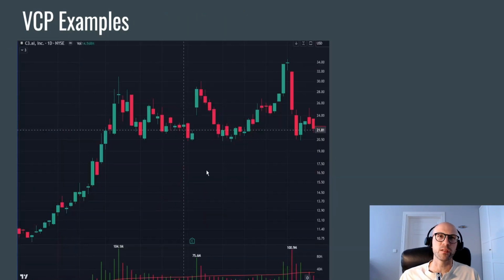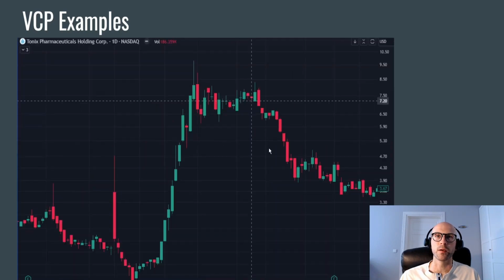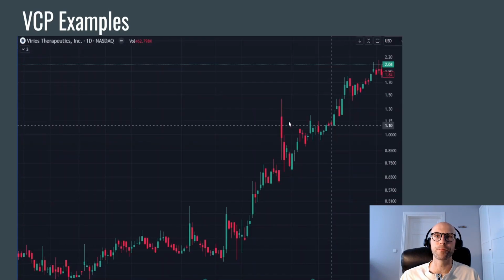A few other examples that I was able to locate in the data. A very nice looking flag or volatility contraction pattern, but yeah, as we can see, it didn't work that well after a very narrow day. A few other examples.